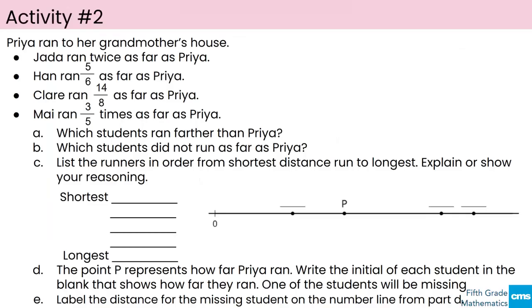In this activity, students order the distance run by a group of students. This is similar to the Lesson 18 activity. However, this time students don't have a number for Priya. Priya's distance is represented on the number line, and the other students must be placed on the number line based on Priya's spot. Take a minute and try this task. Explain how you know where to place each student on the number line.